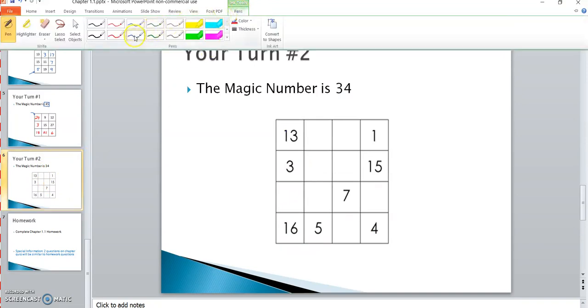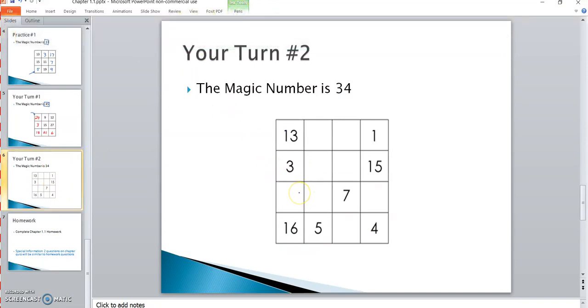Okay, we're just going to move right along to this next question. And what I want you to think about for this question is what is different. Because that's always important in math, is what is missing or what is different. So in this one, you may have realized that it's a much bigger grid. It's actually 4 squares across and 4 squares down. And my magic number is 34.